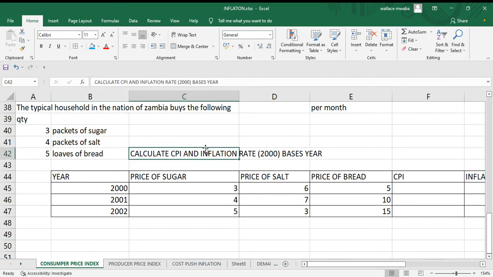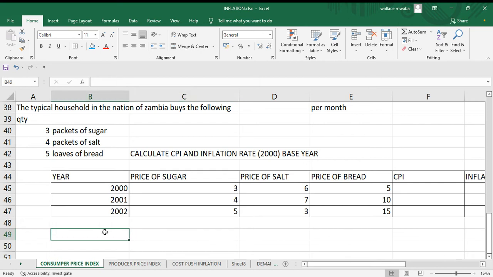So we've calculated the CPI and the inflation rate, and the year 2000 is the base year. Let's start with the year 2000, say Y 2000. We're going to start with sugar. The price of sugar is 3, the quantity bought by the consumers is 3, so we say 3 times 3.